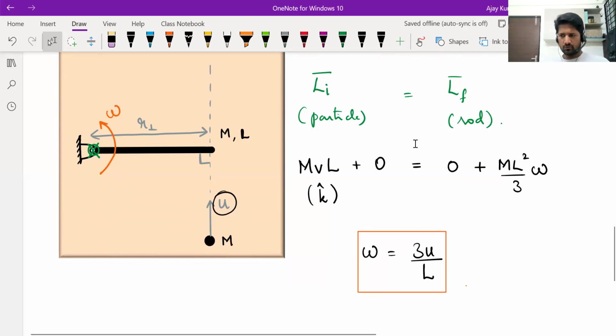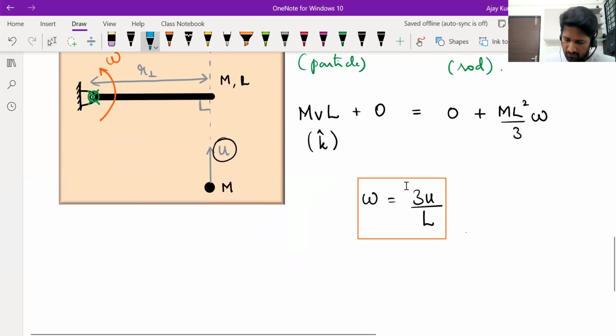Now you know what happened here. Initially the particle was moving, finally only the rod is moving, and the rod rotates anti-clockwise. One of you tell me, how much is the initial linear momentum of this system? Initial means before collision.